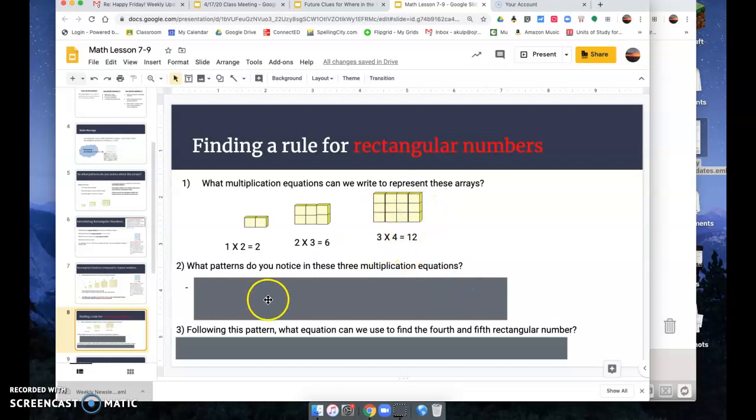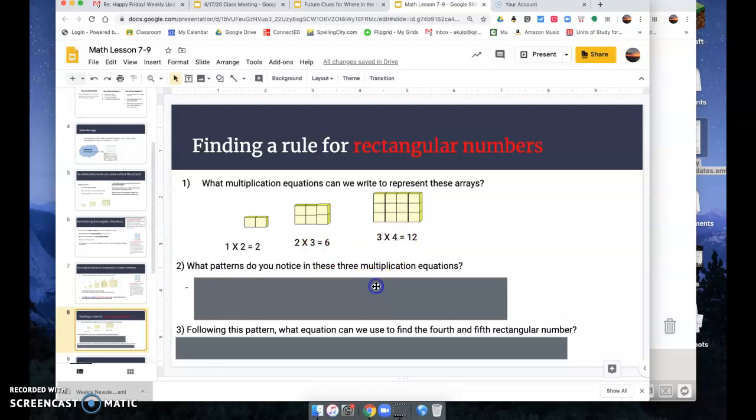So I want you to stop and think for a minute. Put on those thinking caps. What patterns do you notice in these three multiplication equations? I'm looking at patterns here. Hopefully you're starting to think, okay, 1 times 2 equals 2. These two numbers are called our factors. So what do we notice? Hint, hint. What pattern about the factors do you notice? In this equation, the factors are 1 and 2. In this equation, the factors are 2 and 3. In this equation, the factors are 3 and 4.